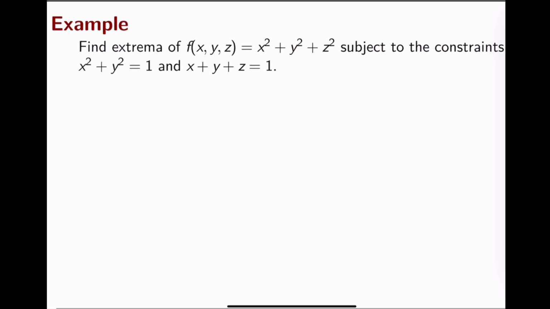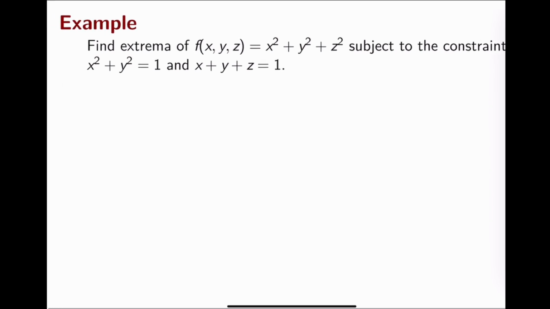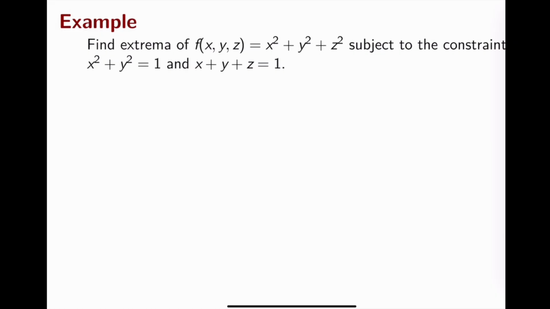So for example, let's calculate the extreme, the maximum and minimum of this function subject to now 2 constraints. Be sure that you see that this function has 3 variables, right? It's a function of 3 variables, which is going to be constrained to these 2 conditions.